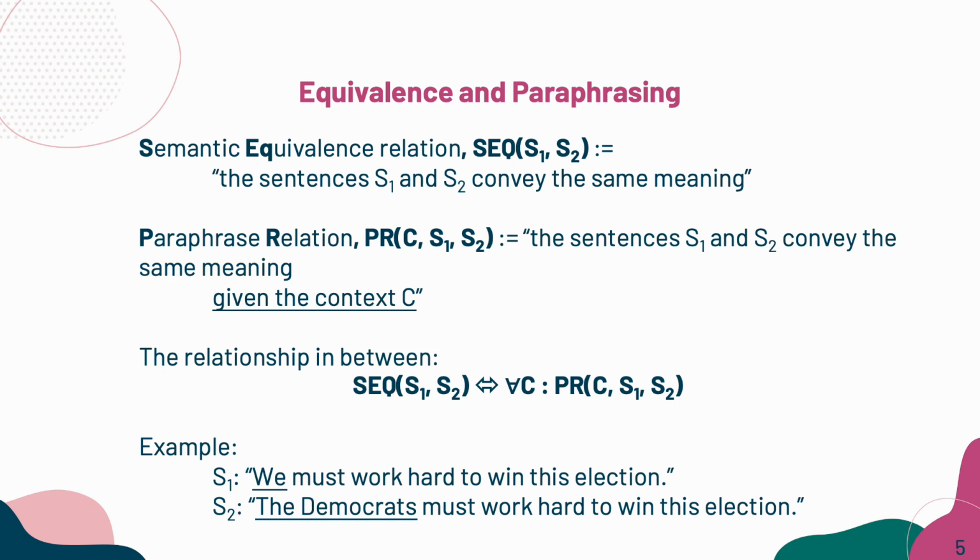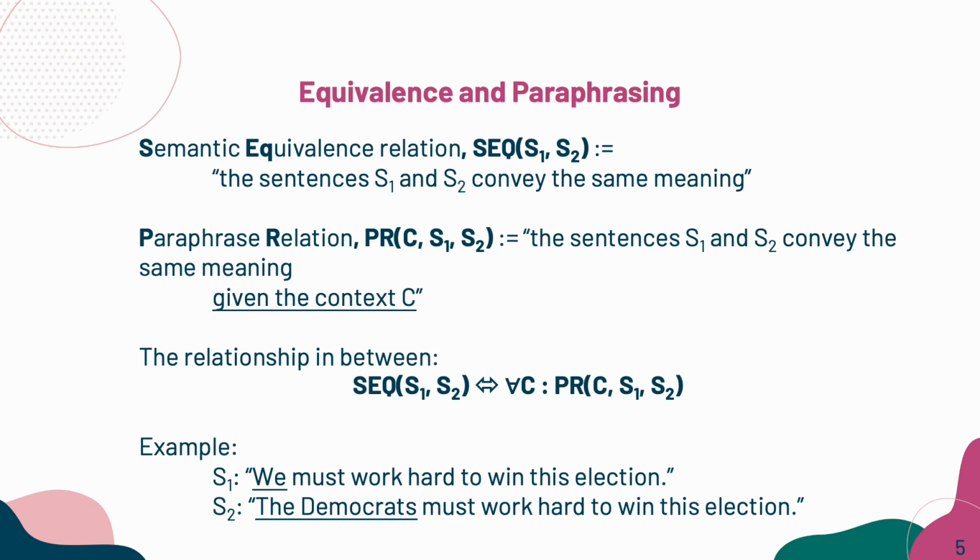We start with equivalence and paraphrasing. Semantic equivalence, SEQ, is defined to determine if the sentences S1 and S2 convey the same meaning. Paraphrase relation, PR, is to determine whether the sentences S1 and S2 convey the same meaning given the context C. Thus, PR is a contextual generalization of SEQ. Putting together, we come up with a relationship in between: if the sentences S1 and S2 convey the same meaning given all the context, then they convey the same meaning and thus achieve semantic equivalence.